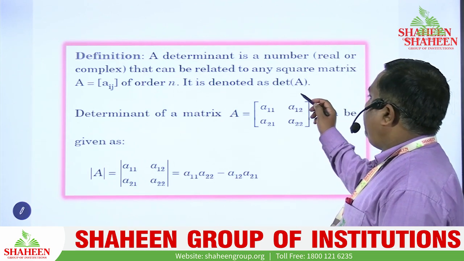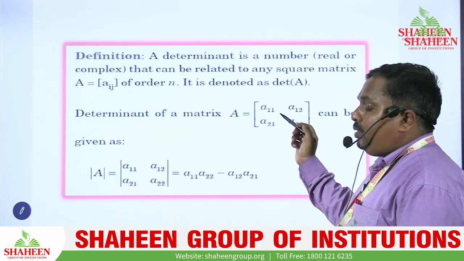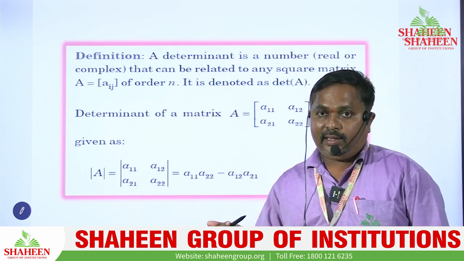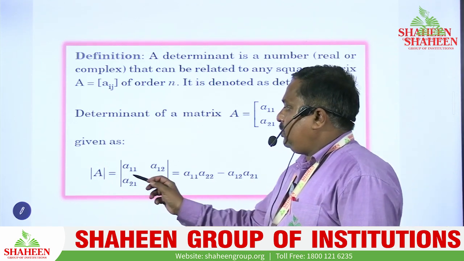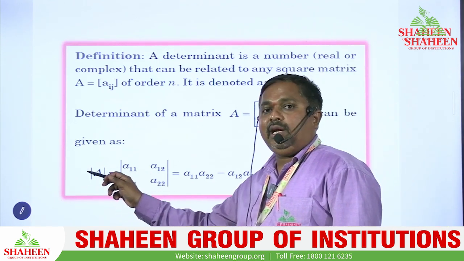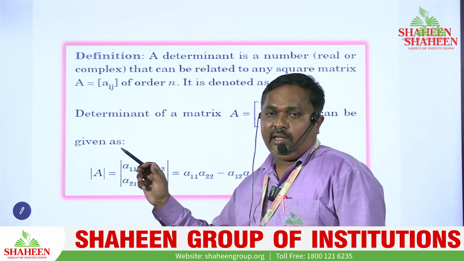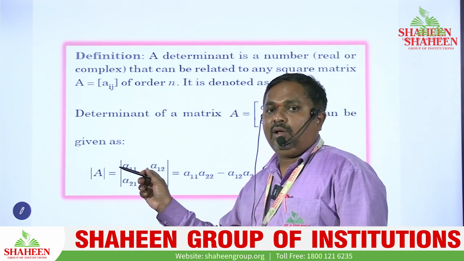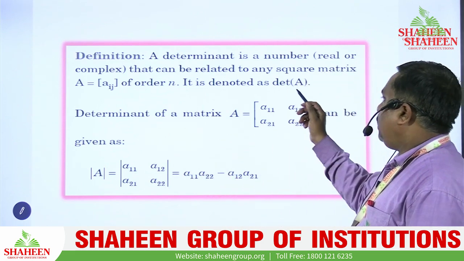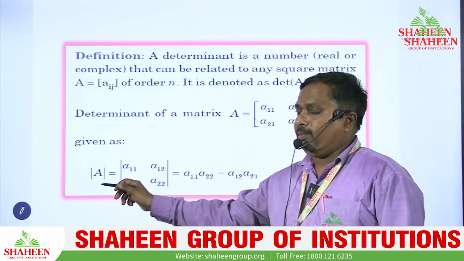It is denoted by det A. Det A means determinant of A, or else like this we can write modulus A. It indicates determinant A. The symbol of determinant, we can write det A or determinant of A.